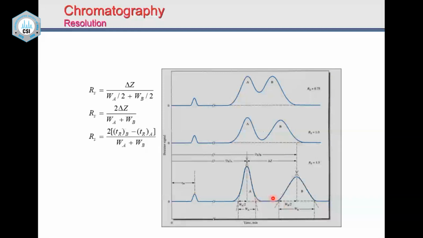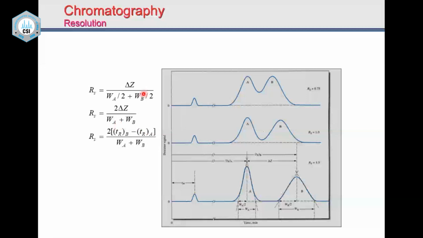So the two peaks have come to the baseline. And when we get this kind of a separation, we say these two peaks are well resolved. And there is a factor which is called the resolution factor, which is calculated on the basis of this. This is 2 times (TR2 minus TR1) upon (WA plus WB).